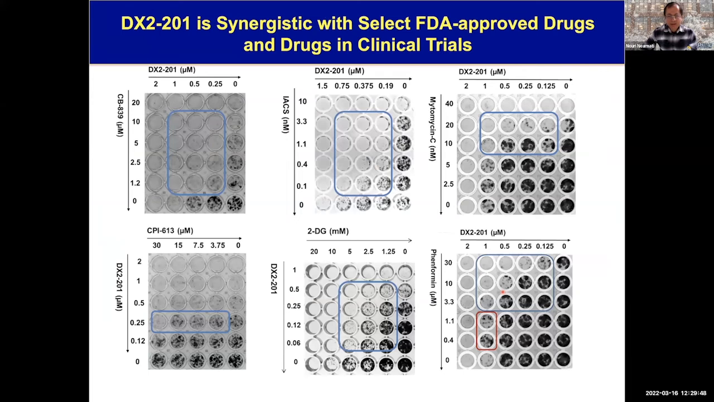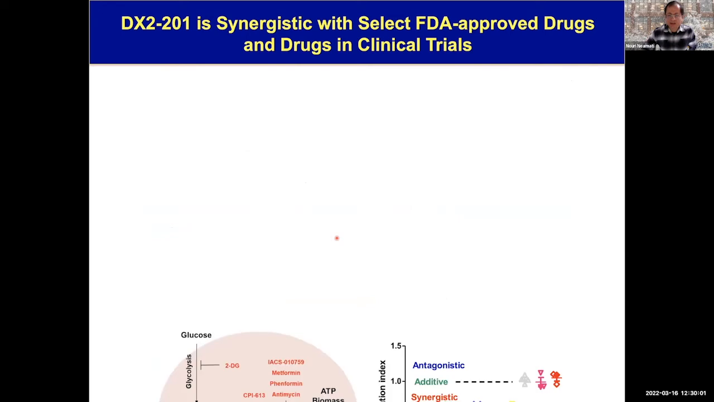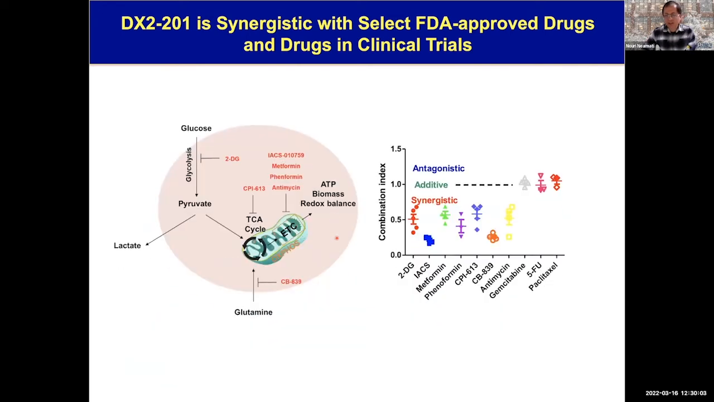What is really exciting is that our compound is highly synergistic with the IACS drug, as well as synergistic with 2-deoxyglucose, an inhibitor of the glycolysis pathway. And we tried a larger panel of FDA-approved drugs, as well as drugs under clinical trial. We can see quite a few of them are synergistic, and several of them are additive.